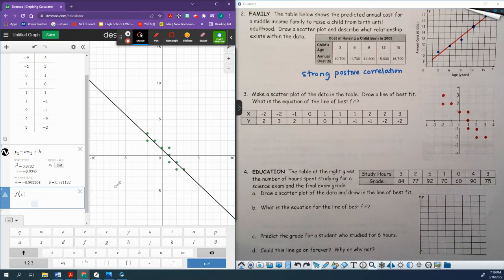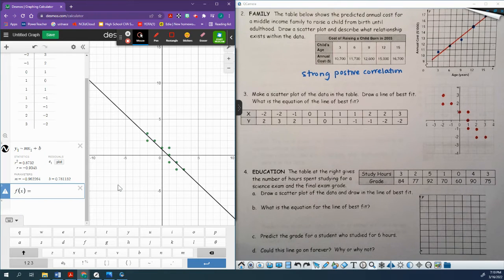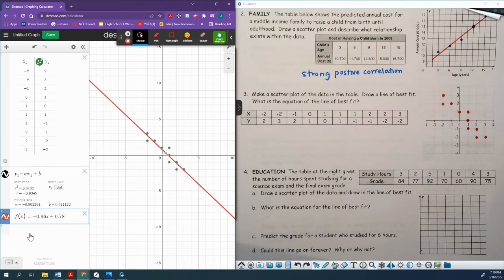If I do f of x, and you're doing f of x so Desmos knows we are discussing this function, equals -0.96x, and then plus 0.78. And that's going to get our line. It's on top of the one they gave us. We do see that it is a strong negative correlation because it's close to -1. So it's a strong negative. I'll make that one go away.